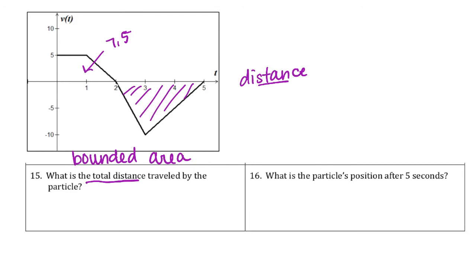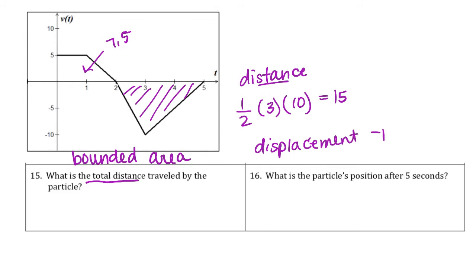So let's go ahead. This is another triangle, so we're going to have 1/2. The base is 3 units, and the height, it looks like that's going to be 10 units. So that distance there is 15. I know that it's negative 15 because it's under the x-axis, but that would be its displacement that's negative.